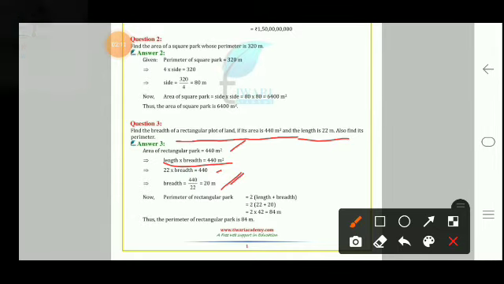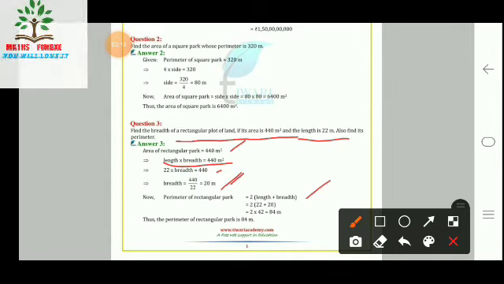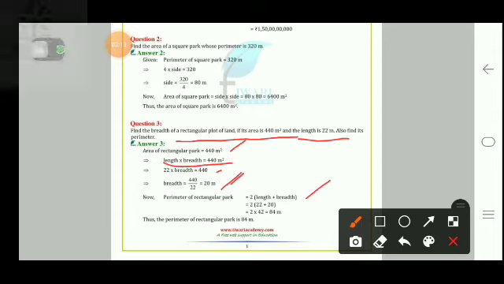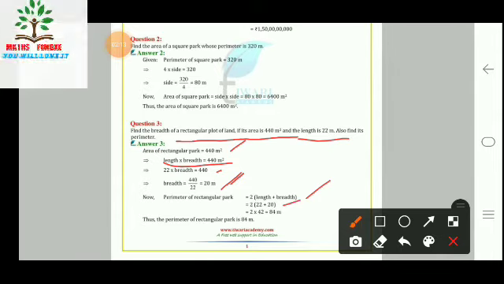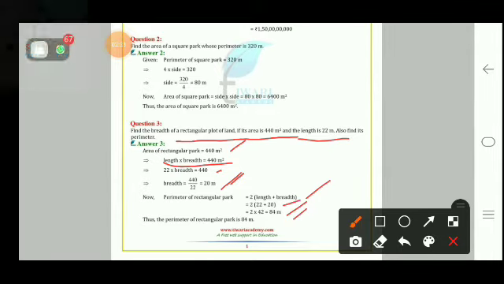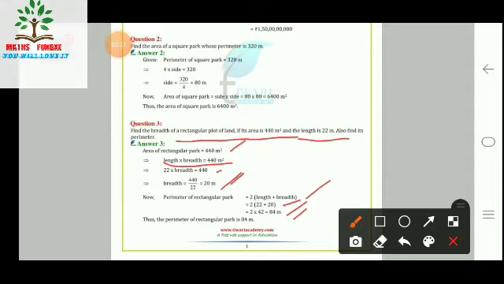Then perimeter is twice L plus B. We know this formula, we have already done it. So twice of L plus B means twice of 22 plus 20, which is equal to 2 into 42, that is 84 meter. Now moving towards the next question.